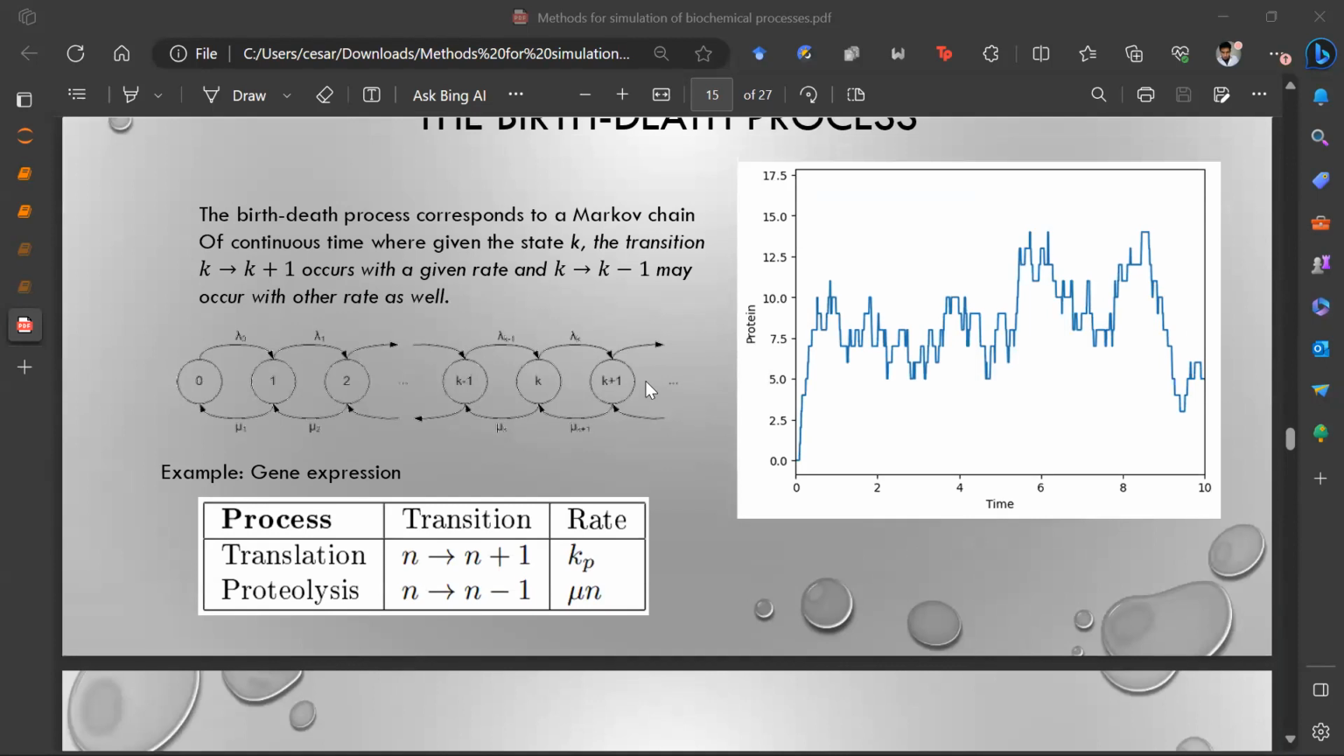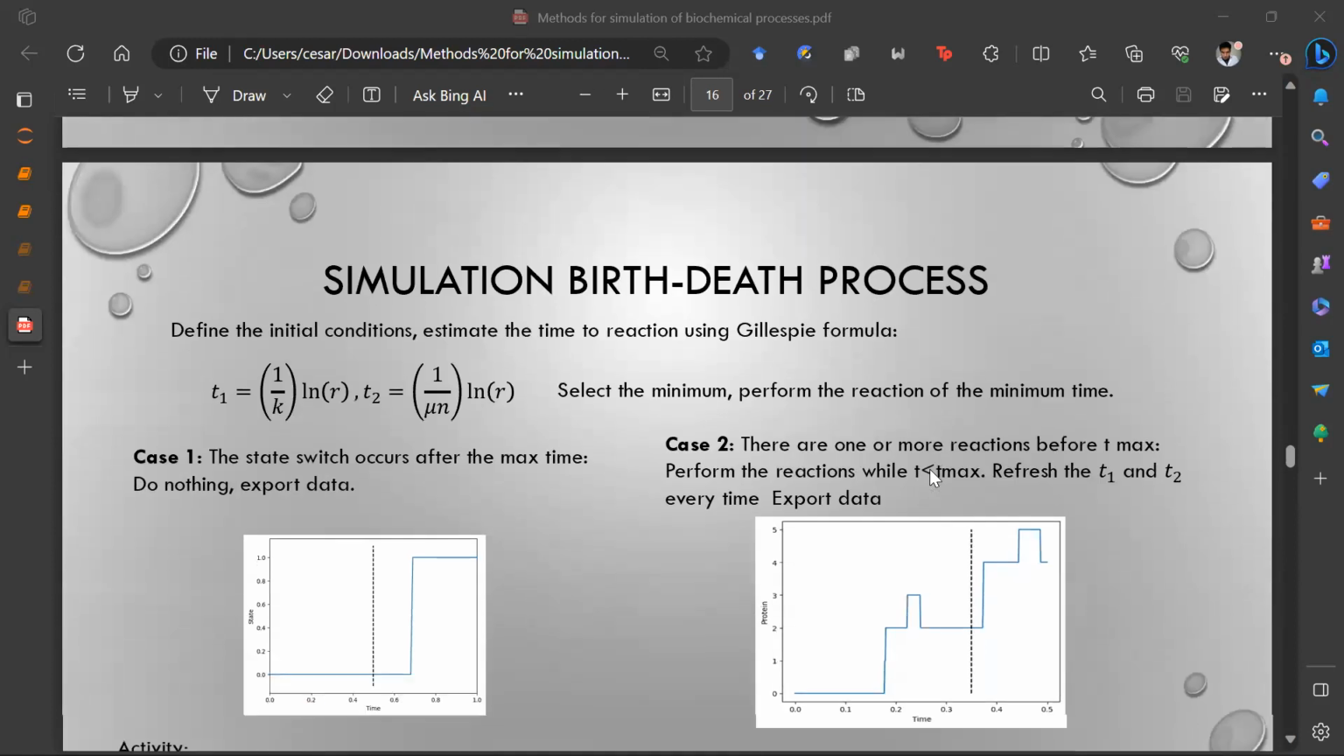When you have a rate of production, the number of proteins jumps from n to n plus 1 at a rate k, and in protein degradation the number jumps from n to n minus 1 at a rate proportional to the number. So you can check here the trajectories that you can get by simulating this process.